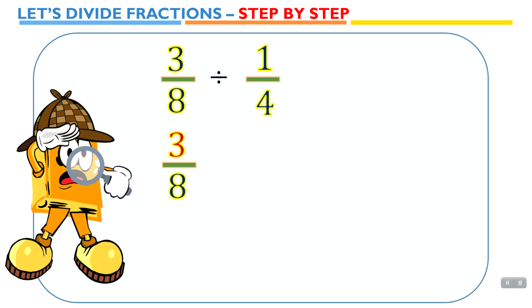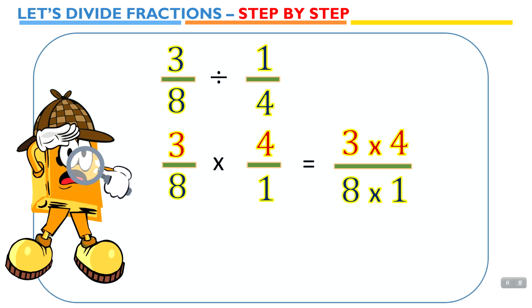3 over 8 remains the same. 1 over 4 is converted into its reciprocal, which is 4 over 1, and the division is now changed into multiplication. We now multiply the numerators, 3 times 4, and we multiply the denominators, 8 times 1. We know that 3 times 4 is 12, and 8 times 1 is 8.